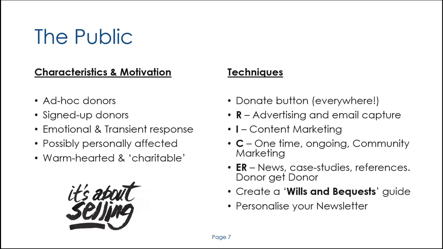And what you're trying to do in this very early stage is capture their email so you can start an ongoing conversation with them for the next stage, which is I for interact. And here it's all about content marketing, sending them information in forms of newsletters or briefings or white papers or testimonials or reference stories to bring them up to date and interact and interest them in the work of your charity.